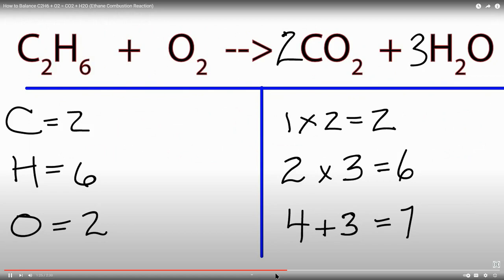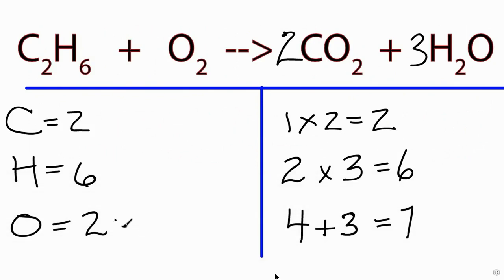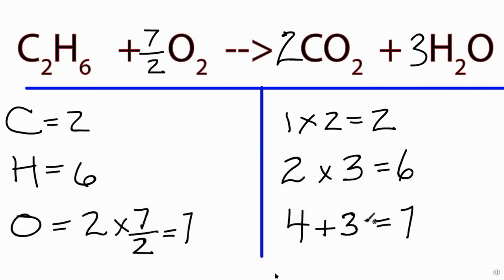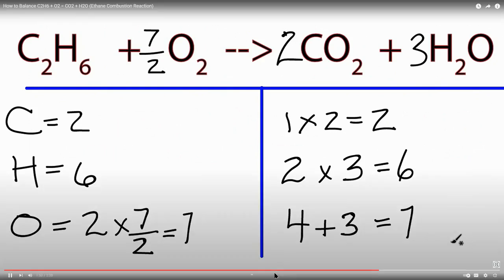And this is where it gets a little awkward. You have 7 oxygens here and 2 oxygens here. You can't easily multiply to get a whole number. But what we could do, we know 2 times 7 over 2, that would equal 14 over 2, or 7. So if we put a 7 over 2 right here, our equation's balanced.